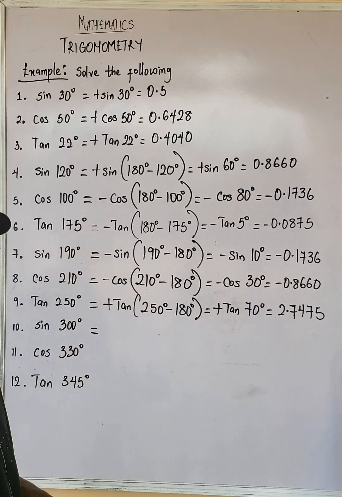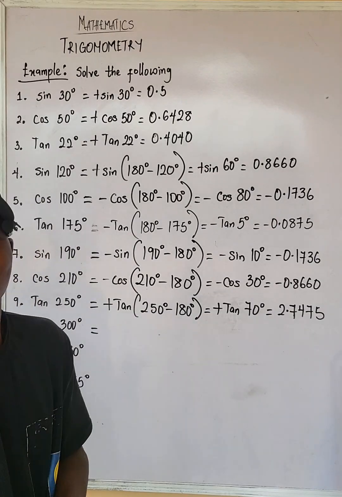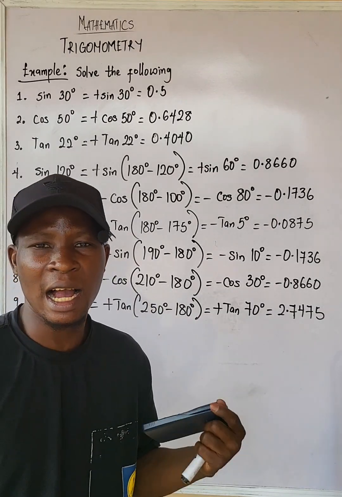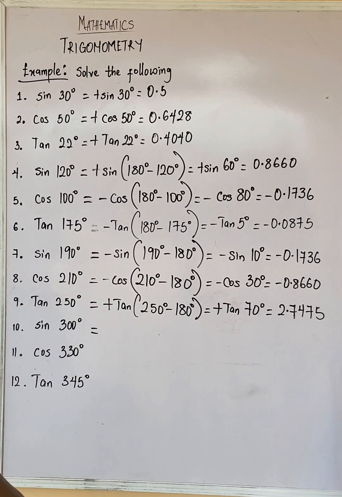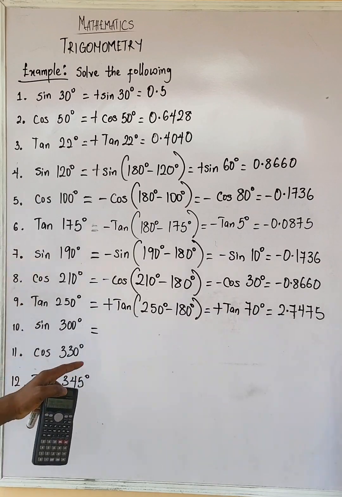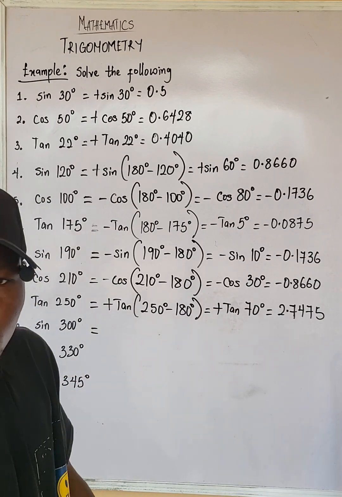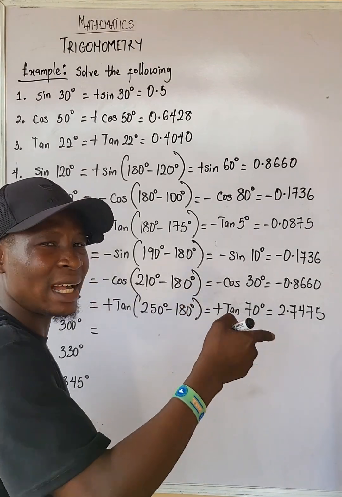300 degree. Now when we have 300 degree, the angle there falls on which quadrant? On the fourth quadrant, because it's already more than 270, right? Anything between 270 to 360 is on the fourth quadrant. So that's 300 degree. And what's positive on the fourth quadrant? Only cos. Don't forget, we know it as CAST.